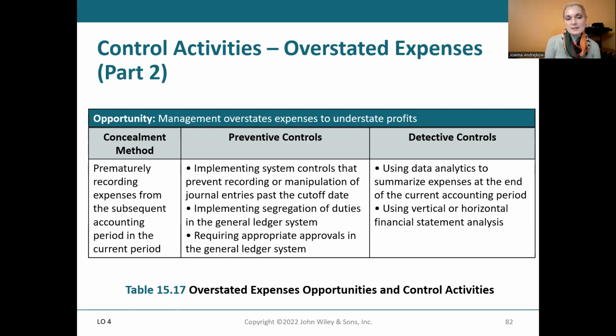If management prematurely reports expenses from a subsequent period into the current period, ways to prevent this is once again implementing system controls that look at the date of the journal entries, having segregation of duties so multiple people are involved in this process, and requiring approvals and sign-offs on the general ledger. How can we detect this? We can use data analytics to look at a summary of the expenses for the current period to make sure they make sense, and using vertical or horizontal analysis to look at any trends, anomalies, and outliers.